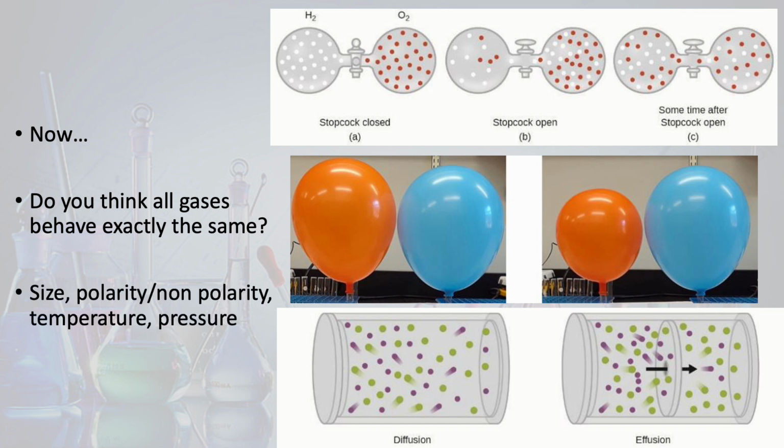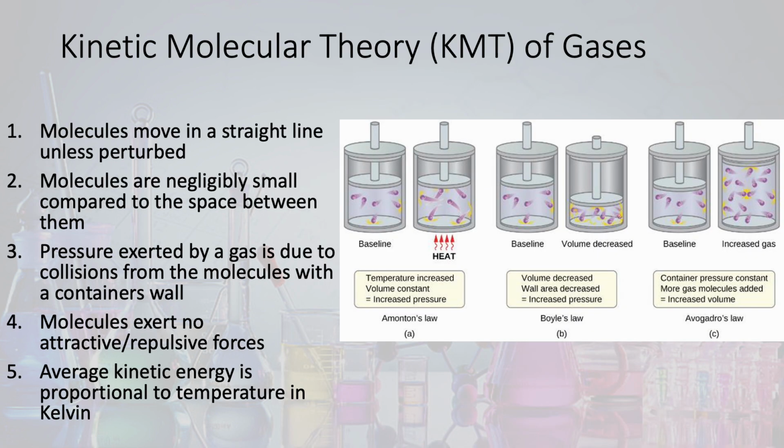Not all gases are identical in their size, polarity, or lack of polarity, and they will also behave differently as you apply different temperatures and pressures to them, right? So this brings us to the kinetic molecular theory of gas, right? You may have already been thinking about gases in this way, but this is really just to help put a stamp on that, right?